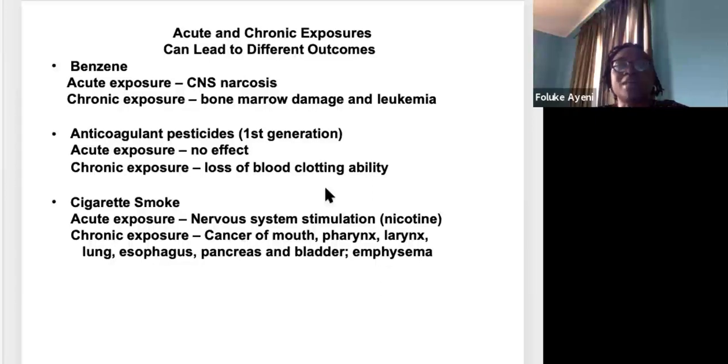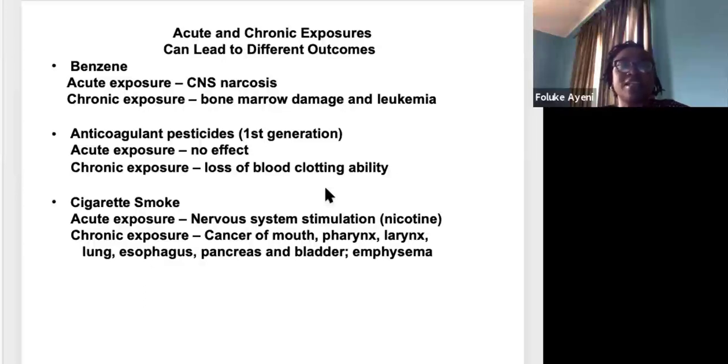Also, when we look at some anticoagulant pesticides that are used for our crops, for some of them, acute exposure would have no effect on humans or animals that take those plants. But chronic exposure could lead to loss of blood clotting ability in persons who take these plants that the pesticides have been applied to. So that also shows the difference in the effects and the timing of exposure to toxicants.